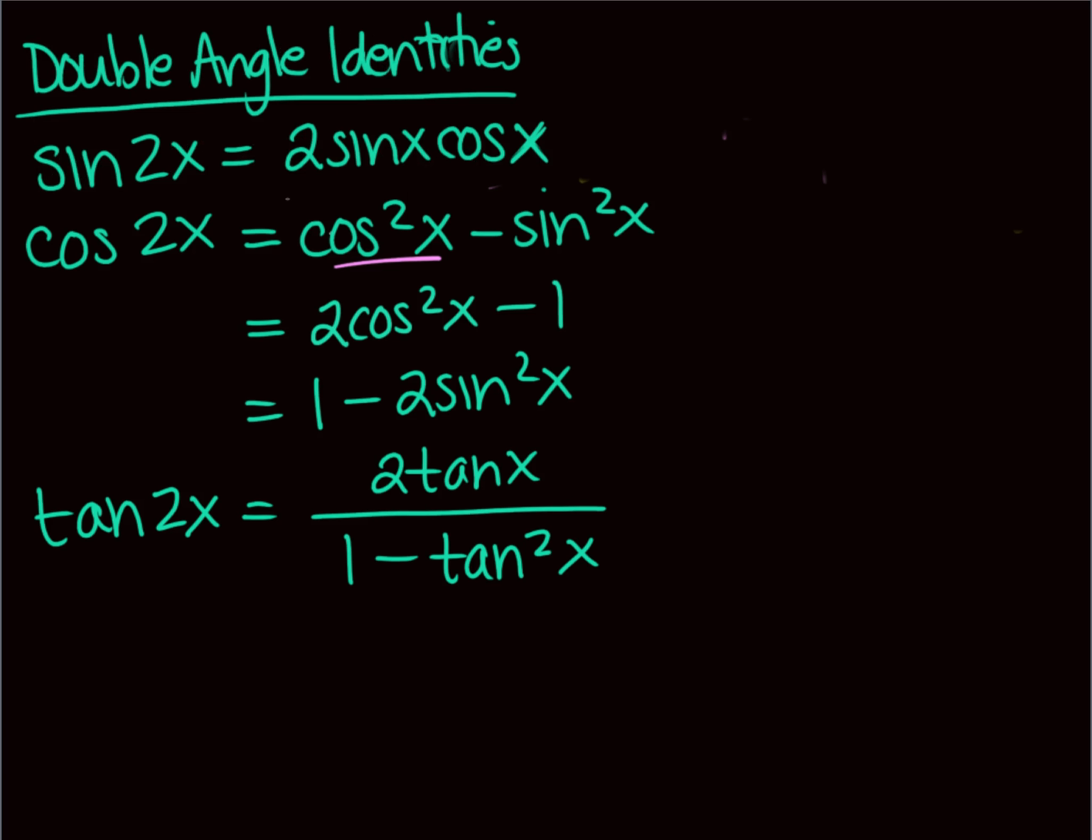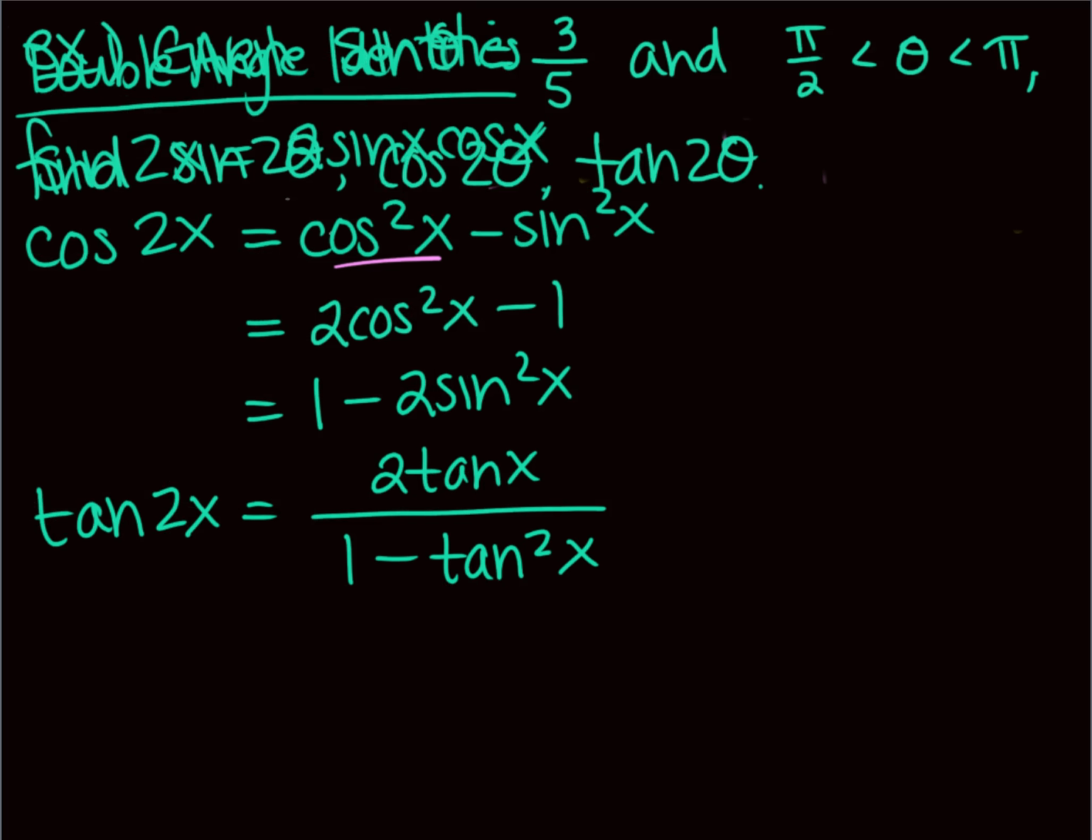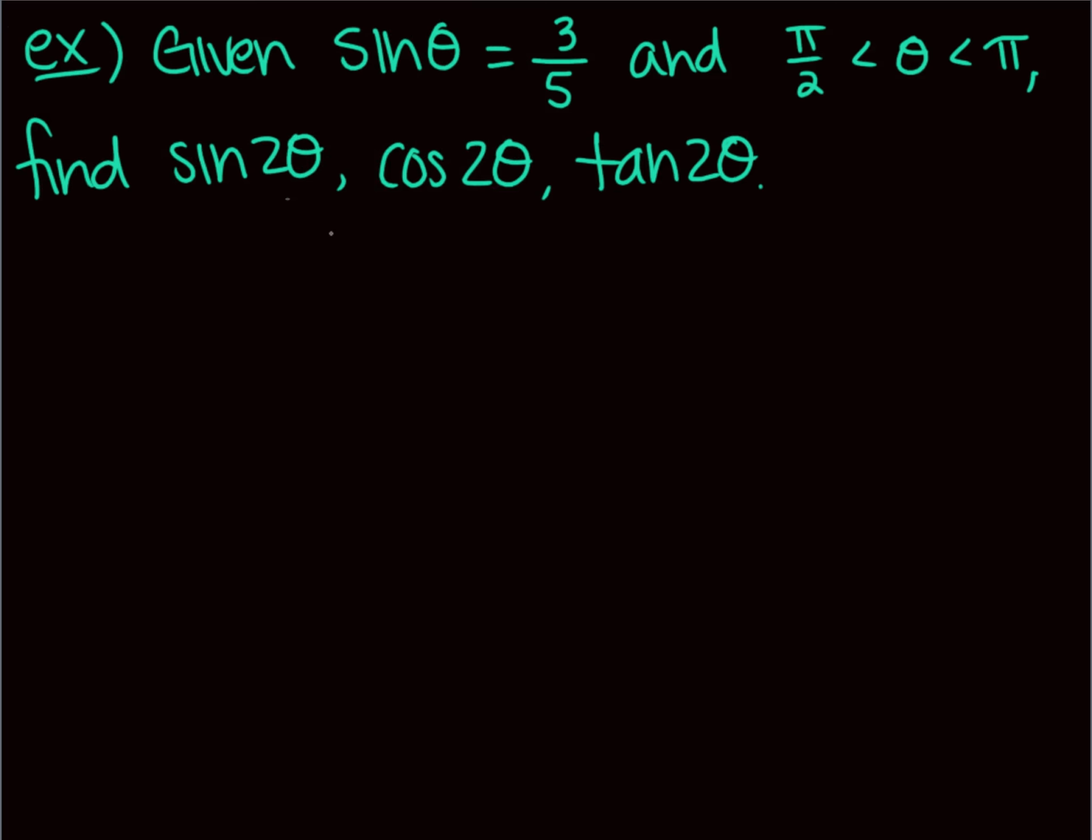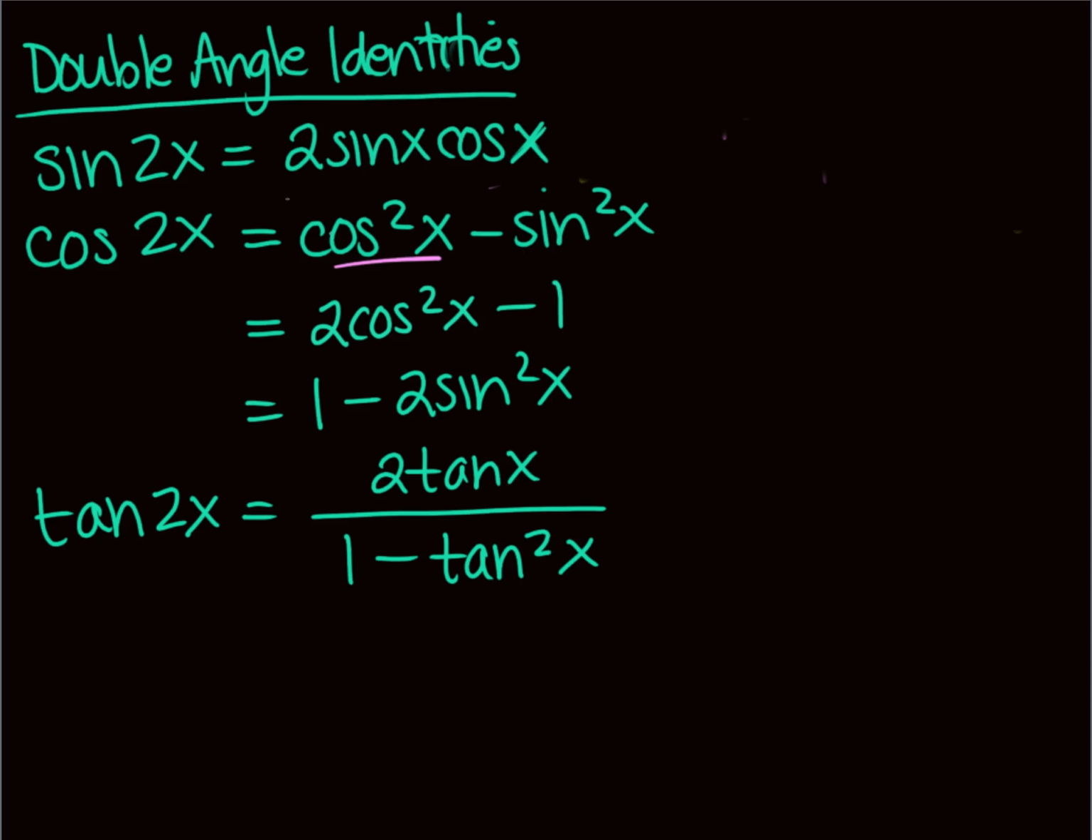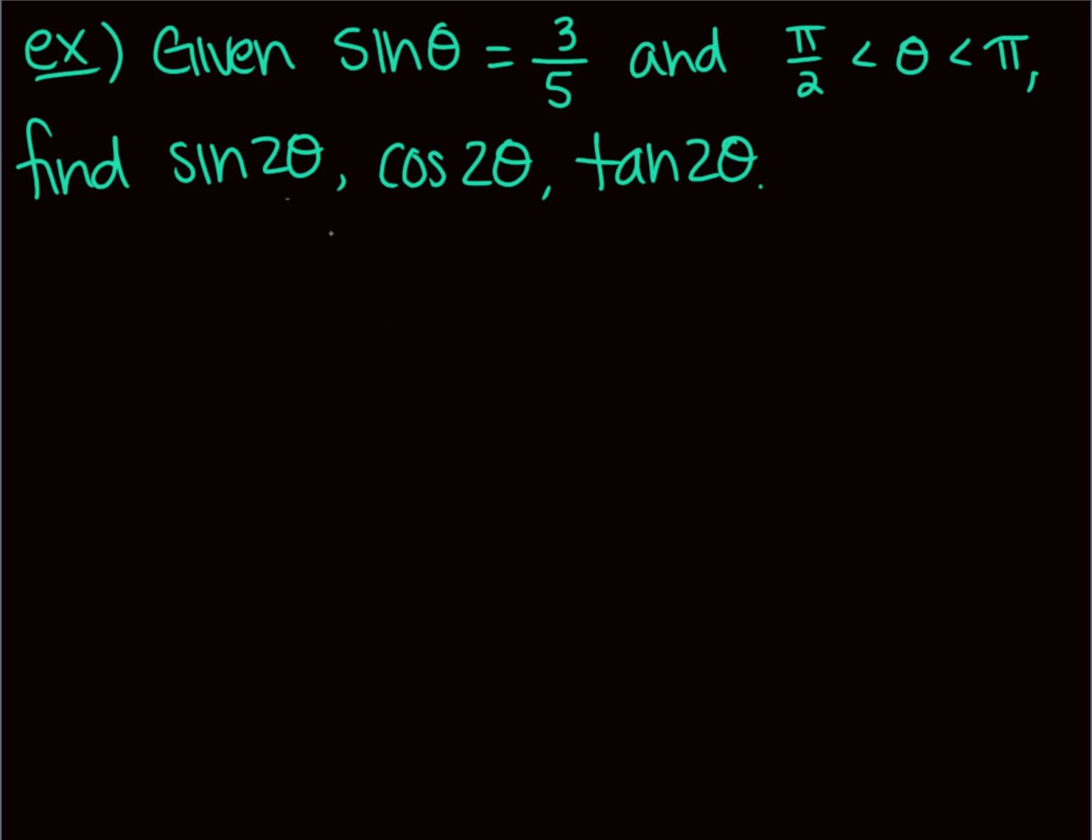So we're given that sine is something. What else are we going to need? We're going to need cosine for sure, right? And then if we have cosine, we can find tangent. Honestly, if I have sine and cosine, I'm not using the double angle formula for tangent. I am just going to take sine divided by cosine. So I know I need cosine of theta.